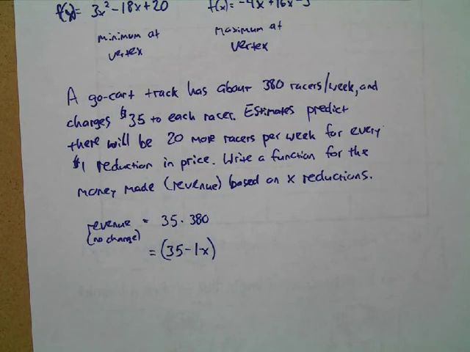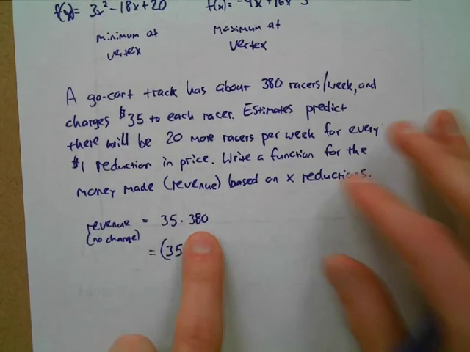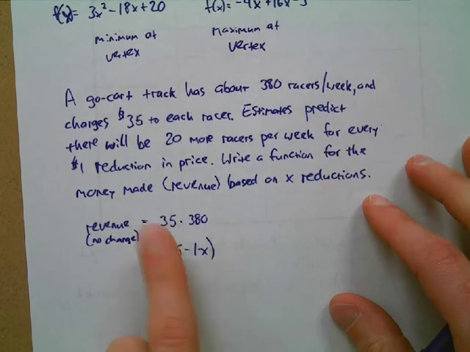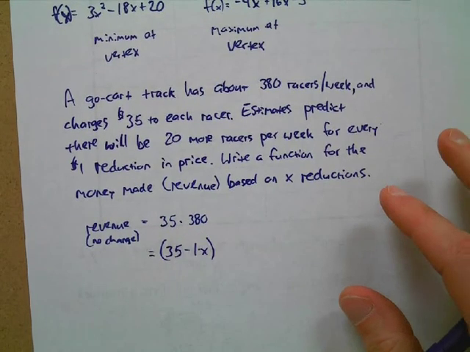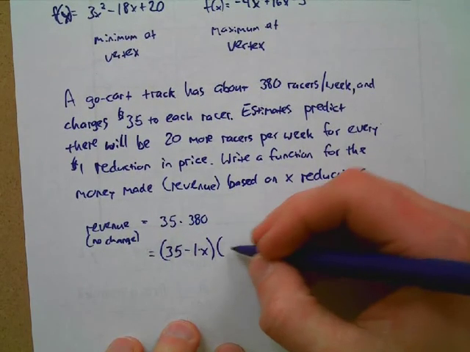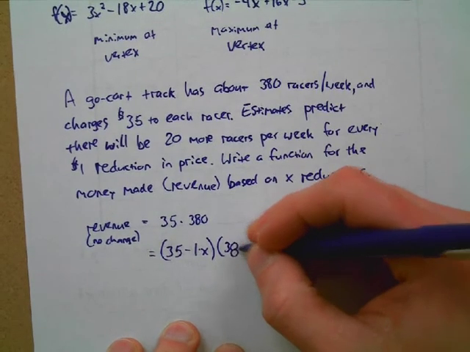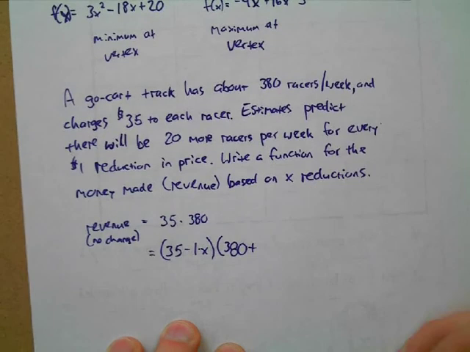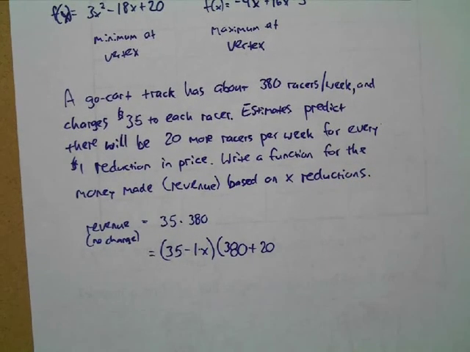Okay? At the same time, though, this 380, what's going to happen to 380 as we reduce the price? What happens to these numbers of racers? It goes up by how much? So let me see here, 380, right? All right, plus 20, and it's 20 racers per reduction. So 20 times X.